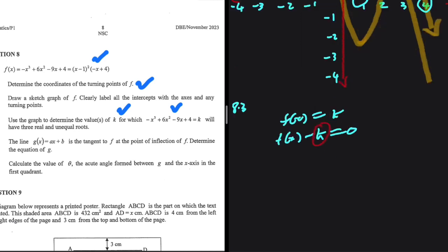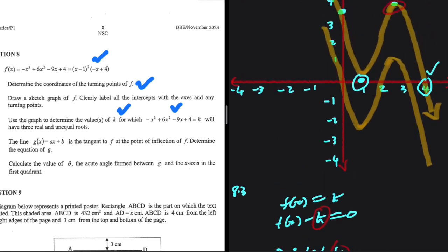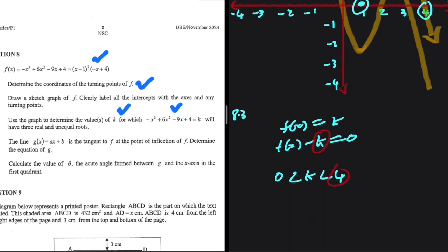But then we need the value of k to be between 0 and 4. If k exceeds 4, 4 is the local maximum, then we will no longer have 3 unequal and real roots. And if k is less than 0, then we are actually shifting our graph upwards. Our condition is not going to be satisfied. So we need k to be between 0 and 4.